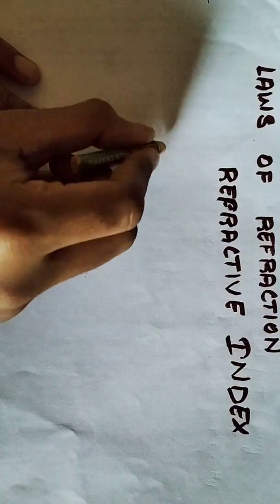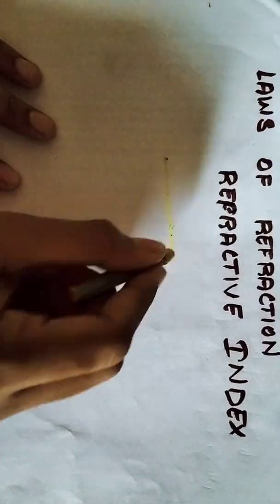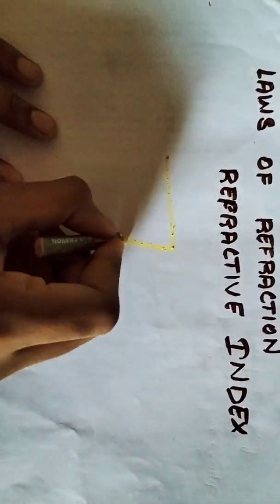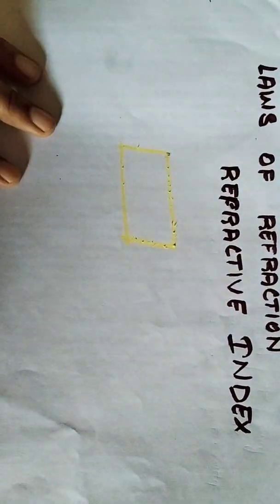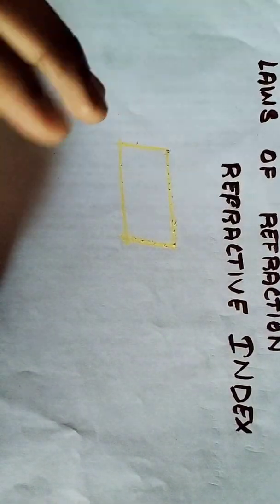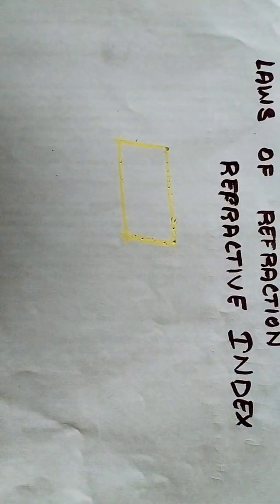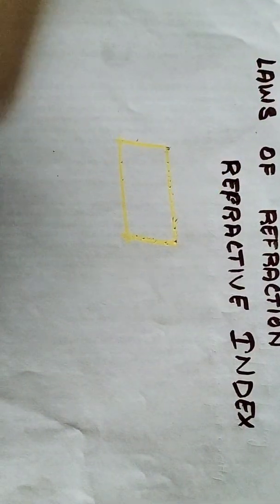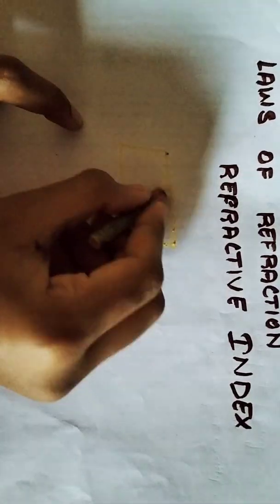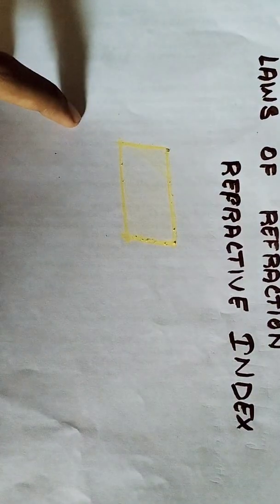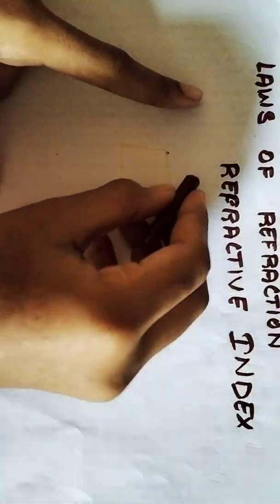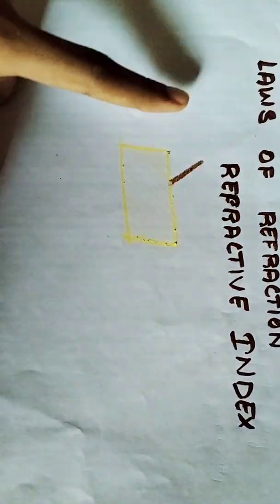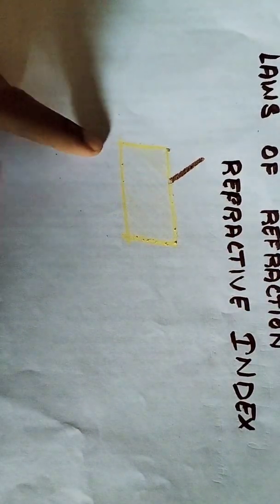Now, if I have a glass slab like this, and I let a light ray pass through this glass slab. Okay, so this is a glass slab. I let a light ray pass obliquely over here. This is what is meant by oblique.